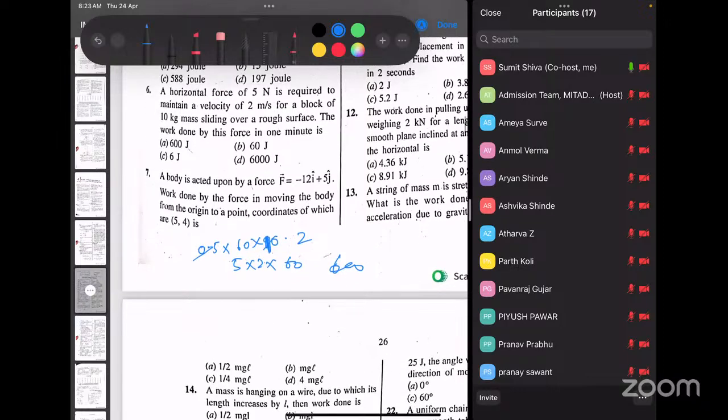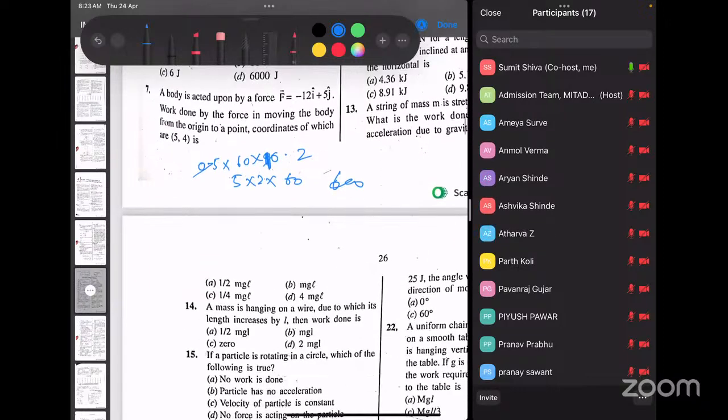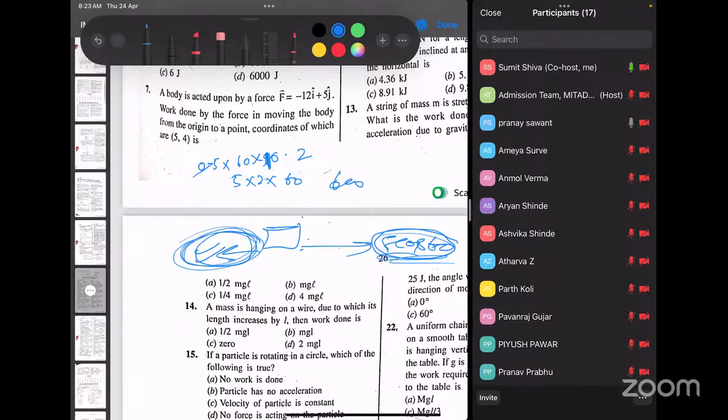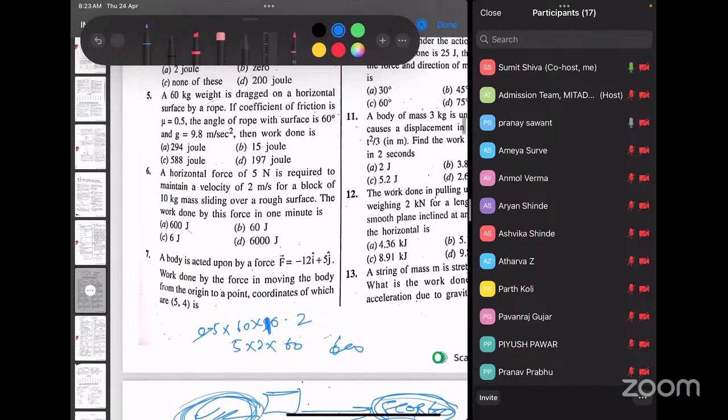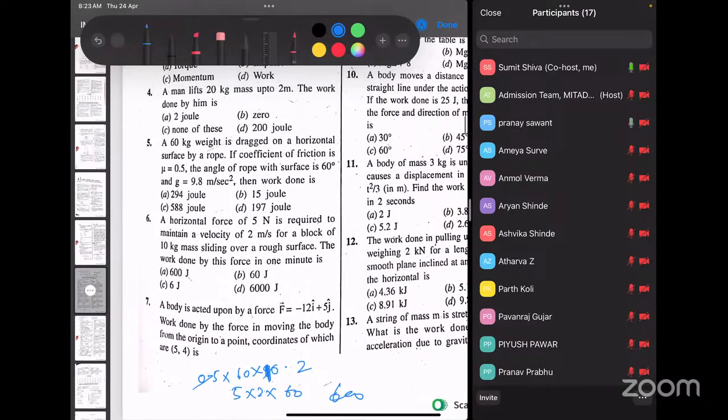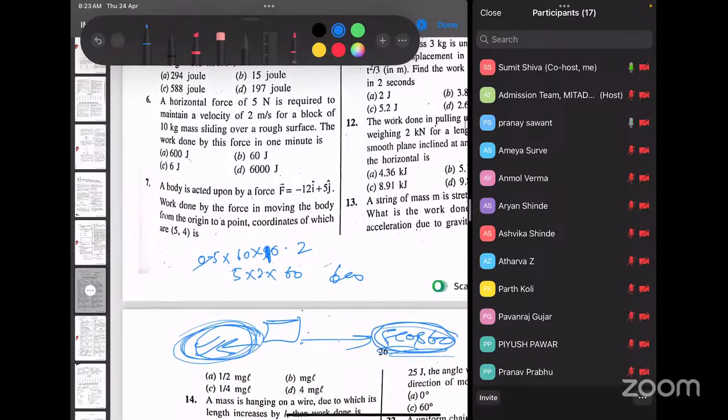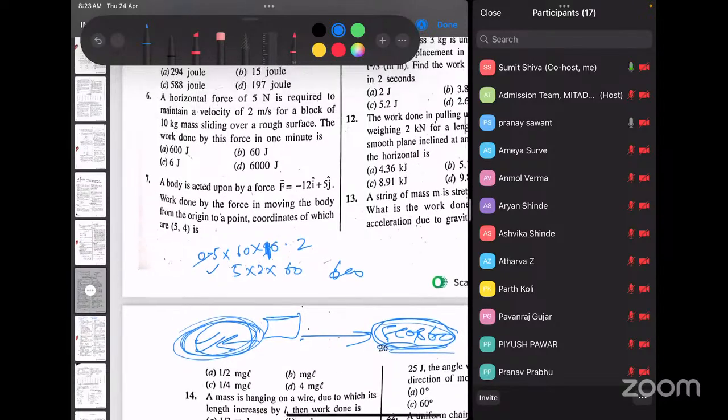Sir, cos 60 degree. Cos 60 degree will not come into action because in the system, this was F and this was the horizontal component F cos 60. So this F cos 60 will balance this force. So the friction force will be the same as F cos 60. The coefficient of friction is 0.6? No, coefficient is 0.5. Yes, I took 0.5.